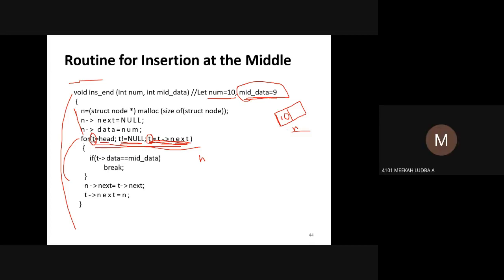Yes, ma'am. Okay, fine. In that for loop, I'm again giving one if condition. It is used to check whether we have reached the particular value where we are going to insert. After the value 9 only we are going to insert, so I have to find out where the 9 is placed. For that, I'm checking t arrow operator data. That means what?